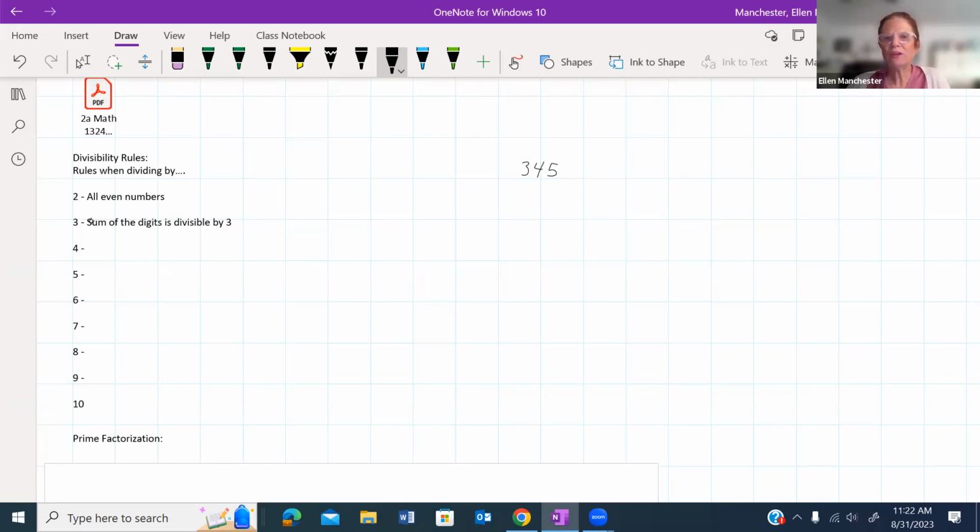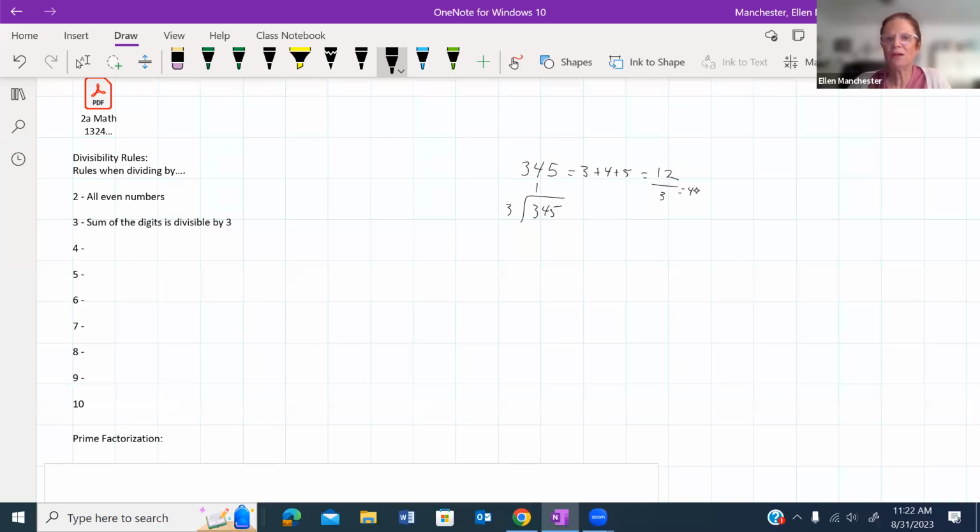So what you do is you add the digits. So I'm going to go 3 plus 4 plus 5. When I add those, I have 7 plus 5 is 12. Well, 3 can go into 12 evenly, right? It goes in 4 times. So 3 can be divided into 345 evenly, because the sum of the digits can be divided.